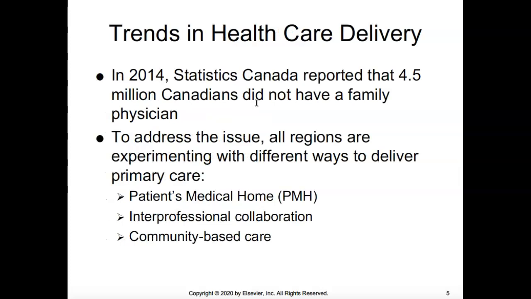Okay, trends in healthcare delivery. So in 2014, which is a long time ago now, it was reported that 4.5 million Canadians did not have a physician, a family physician. And I'm sure that it is worse now. It has not gotten much better. But to address this issue, all regions are experimenting with different ways to deliver healthcare: Patient's Medical Home, PMH, professional collaboration, and community-based healthcare.